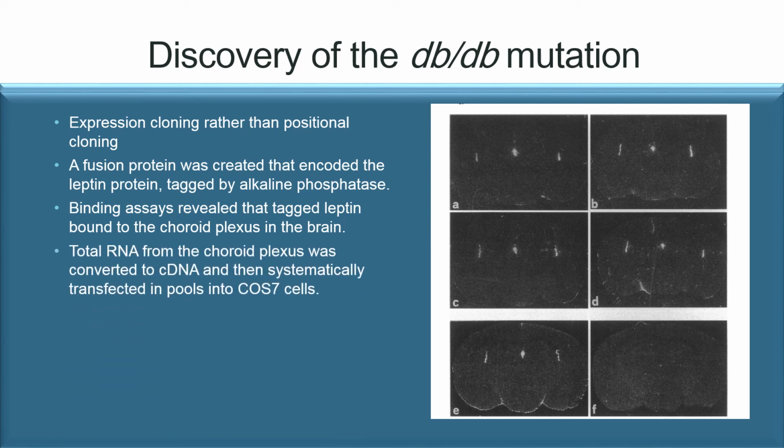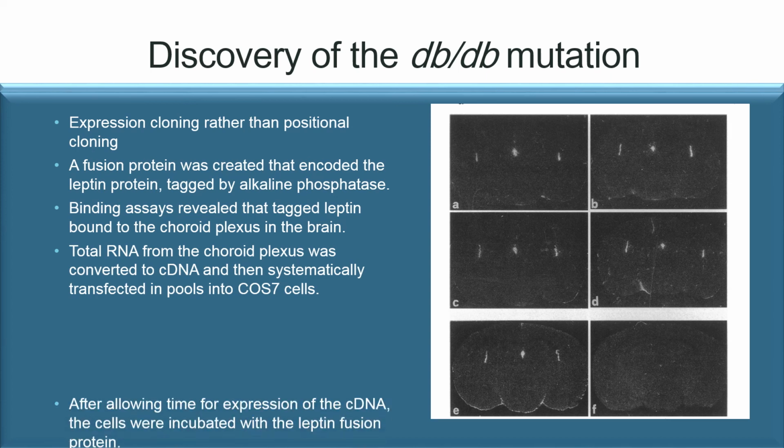Then, having identified a target tissue, they could extract total RNA from the choroid plexus, convert it to cDNA, and then expose that cDNA to a cell line called Cos7 cells, which would then take up the cDNA and actually express it as RNA and protein. They systematically created pools of the RNA, divided them up, and put them in these cell lines.